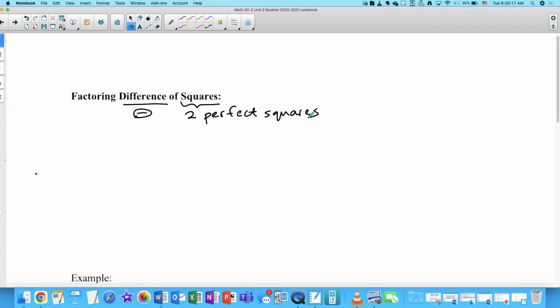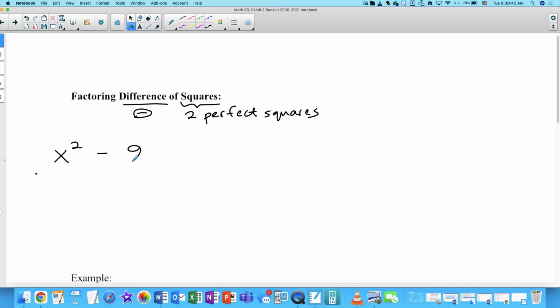Okay, so for example, you might see something like x squared minus 9. Okay, this is a difference of squares because there are two terms. They are both perfect squares. X squared is x times x. 9 is 3 times 3. And there is subtraction between. Okay, so this is a difference of squares.